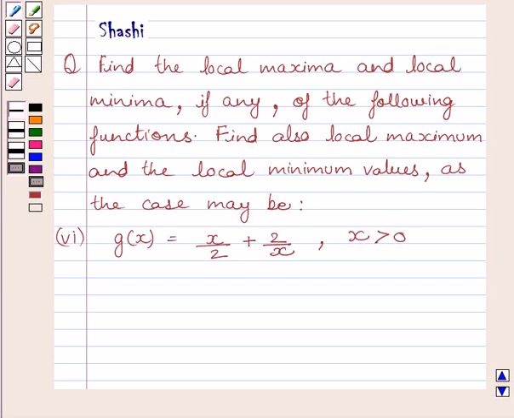Let us discuss the following question. Question says, find the local maxima and local minima, if any, of the following functions. Find also local maximum and the local minimum values as the case may be. Sixth part is, function g is defined by g(x) is equal to x upon 2 plus 2 upon x and x is greater than 0.